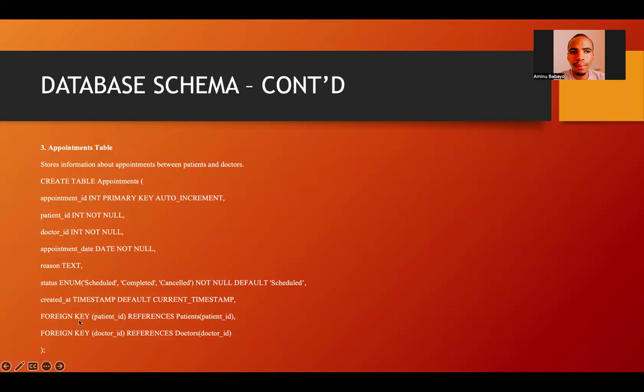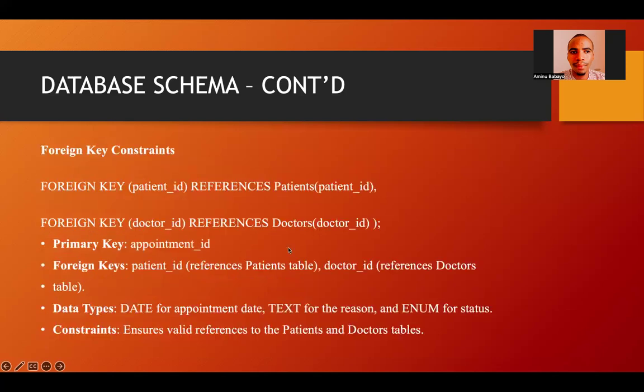inserted. And also we have a foreign key of patient ID, which will reference the patient ID there. Also we have the doctor ID here, which is going to be referencing the doctor ID in the doctor's table. That means the patient ID and the doctor ID are going to be foreign keys for patients and doctors respectively. So these are the constraints for the appointment table.